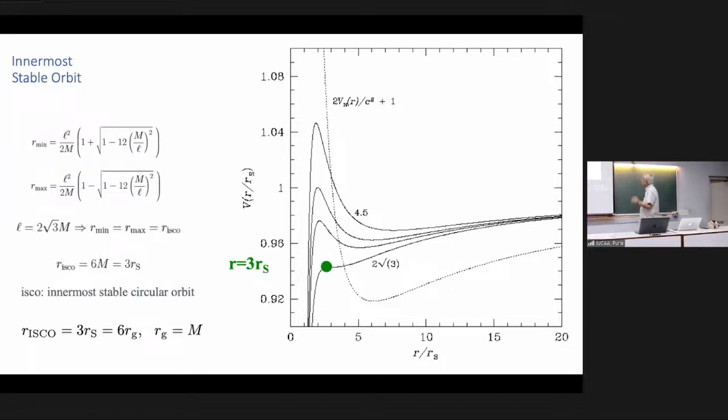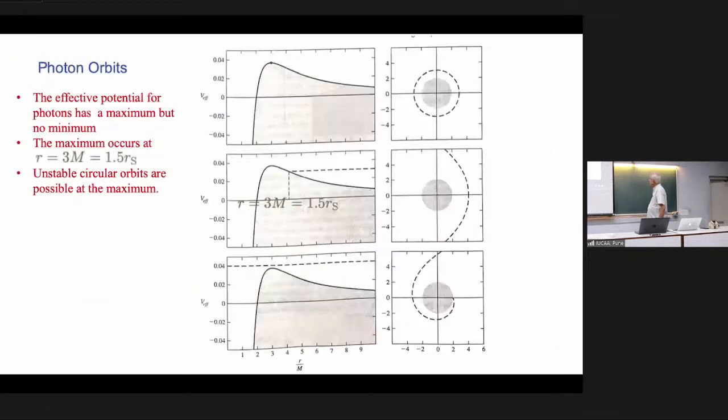Okay, and then what comes after this? Yeah, R is equal to 3S. So here, at this point, when this becomes equal to this, it is also R equal to 3S. Okay, 3S is 6RG, where RG is equal to GM by c squared. And so now let us look at photon optics. So we are looking at particle optics.